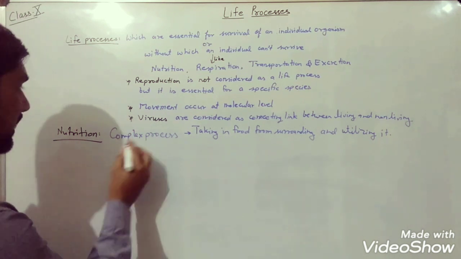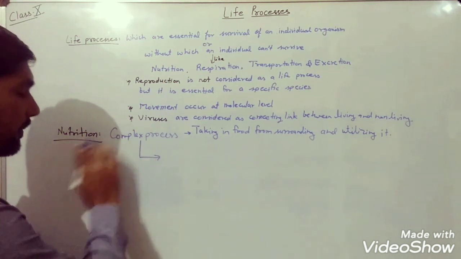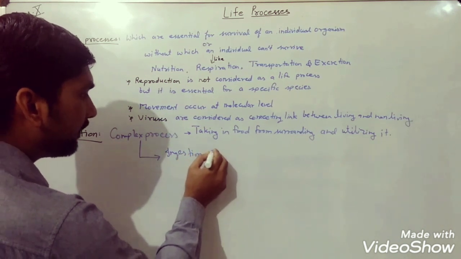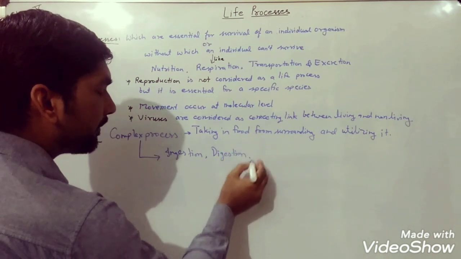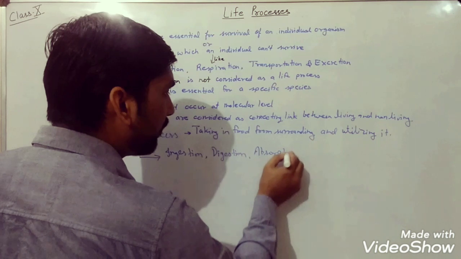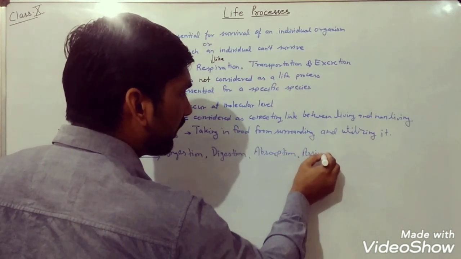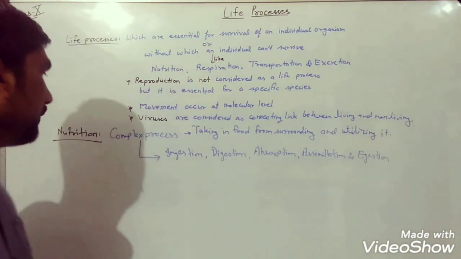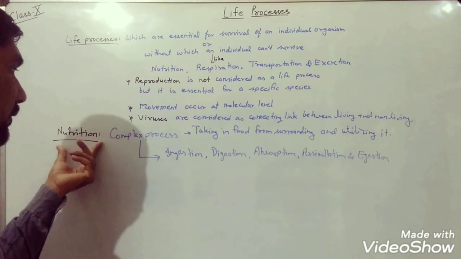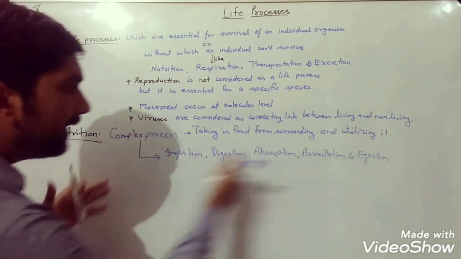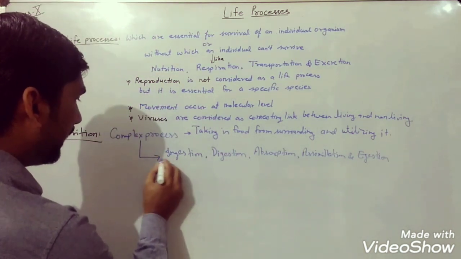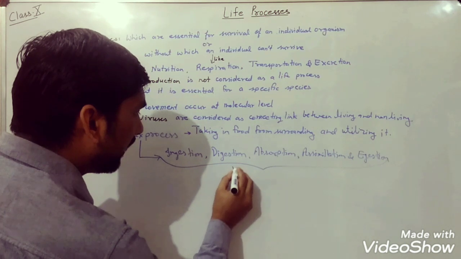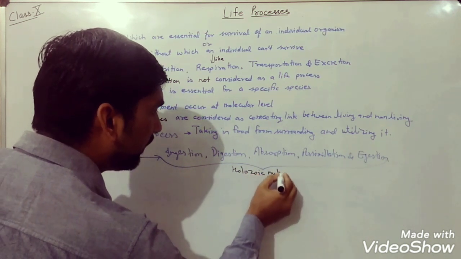So why is nutrition considered a complex process? Because various small processes are involved in nutrition, and which are what? Ingestion, then digestion, absorption, assimilation and egestion. Since these small processes are involved, nutrition is considered a very complex process, and all these steps are involved only in a type of nutrition known as holozoic nutrition.